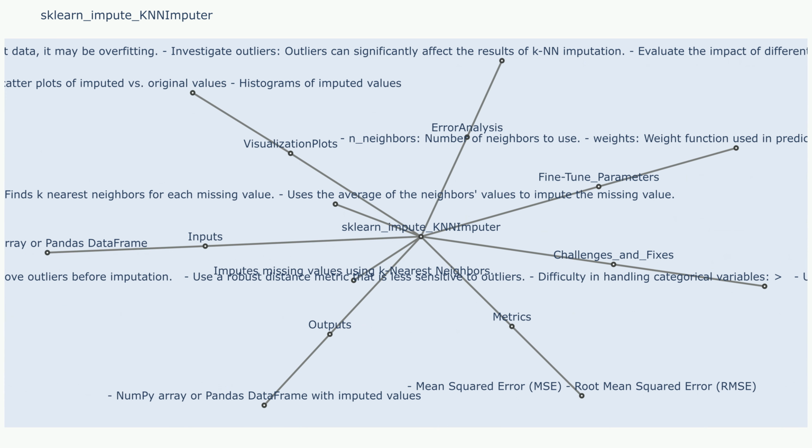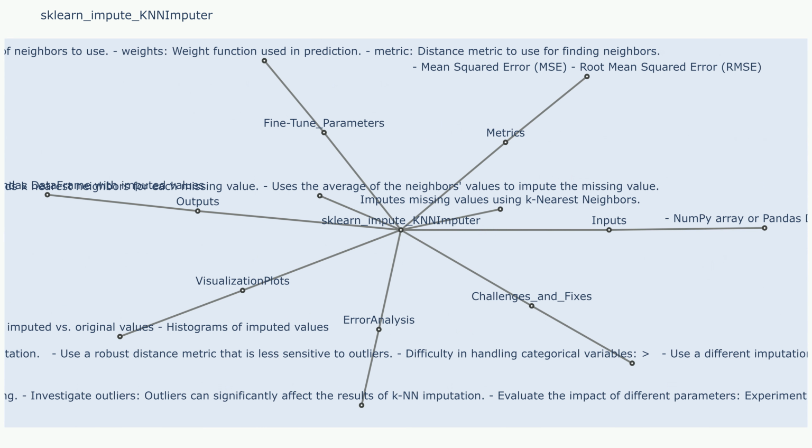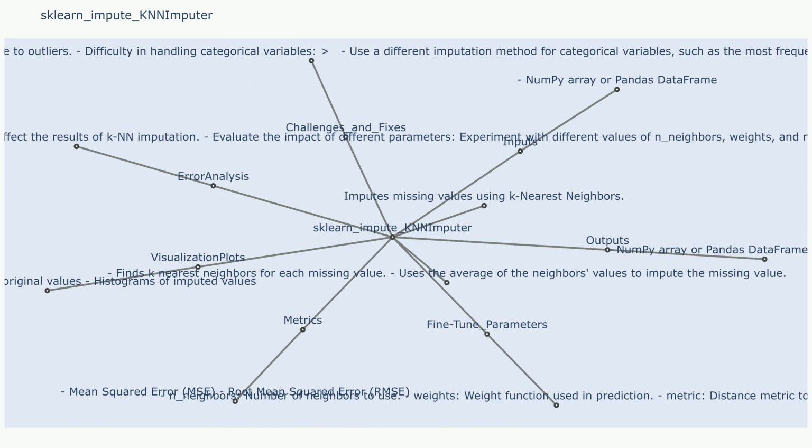Fixes to challenge 1. Feature selection: use feature selection techniques to reduce the dimensionality of the dataset before imputation. Dimensionality reduction: apply techniques like principal component analysis (PCA) to project data into a lower dimensional space.